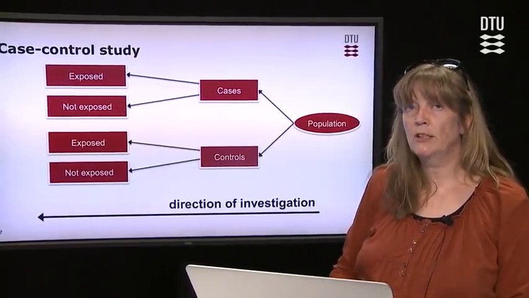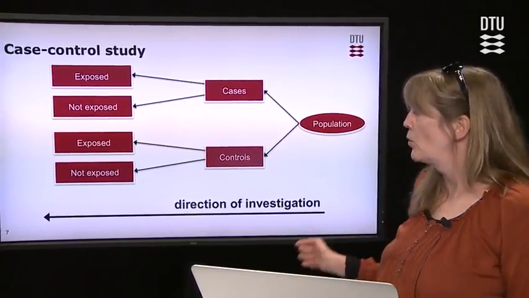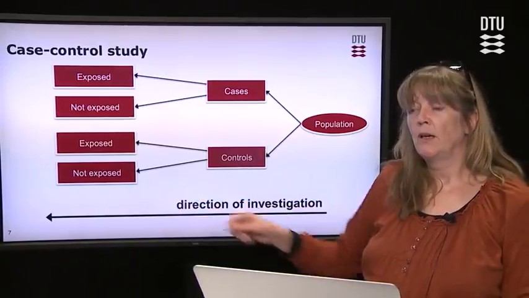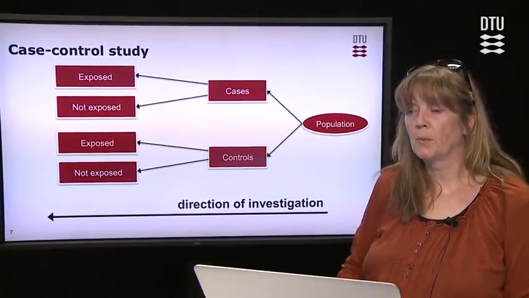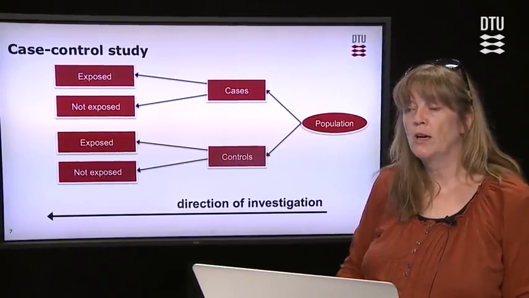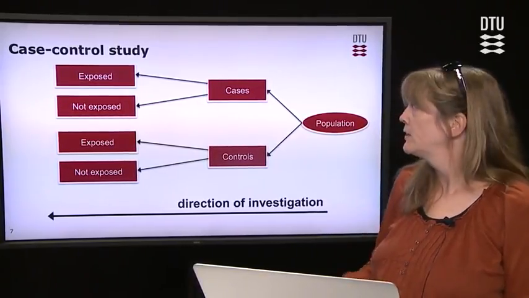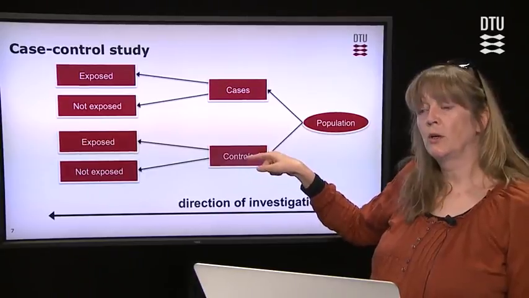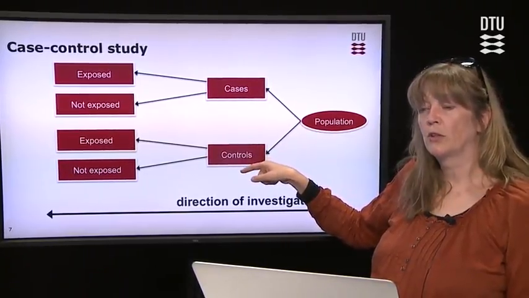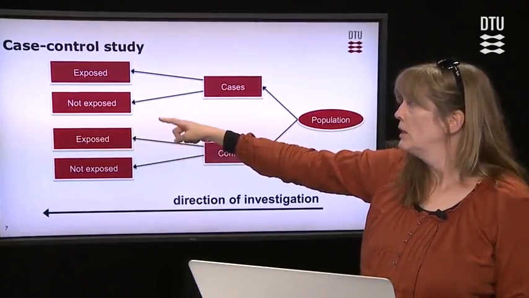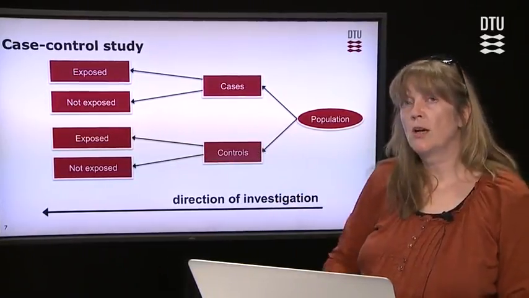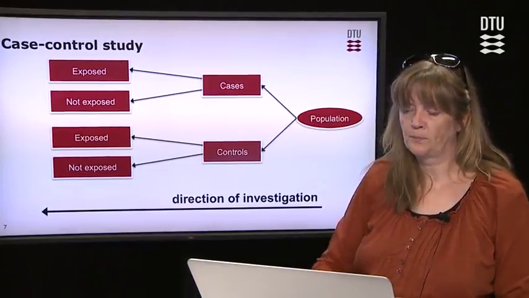For the case control study, you could say that the direction is always against time. So you have some kind of population you want to investigate for risk factors. In the population, you first identify cases, and then you identify healthy controls. And then after that, you find out who has been exposed and who has not been exposed, respectively, for cases and controls, and then you analyze the results.